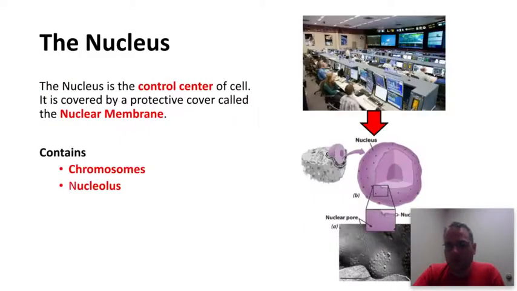So, the nucleus. As I said, the nucleus is the control center. It is covered by a protective layer called the nuclear membrane. If you think of the skin on the outside of the cell, the nuclear membrane protects the nucleus. This contains chromosomes and the nucleolus. And right here in the middle of the cell is going to be the DNA.